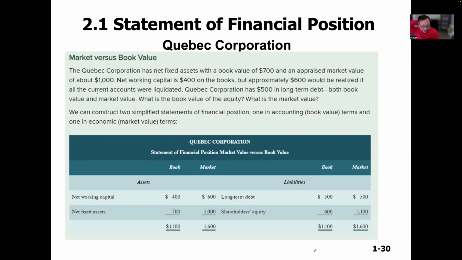Okay, so in this example, they are comparing the book value versus fair value. And you can see that the book value of the net working capital is 400, but the market is $200 more, so 600. The net fixed value, according to the book, what you paid less the amortization, is $700. But on the market, you can sell it for 1,000. So you can see that when you are using a different valuation method, you can get a lot of differences on the financial statement.